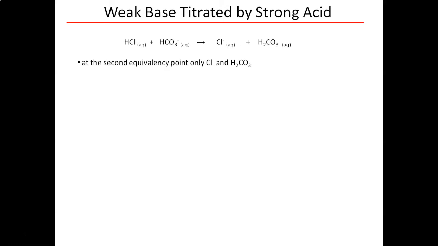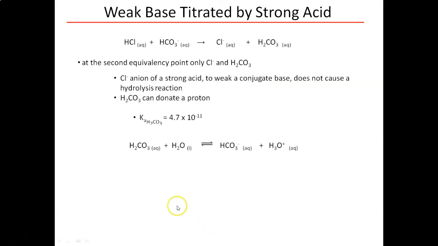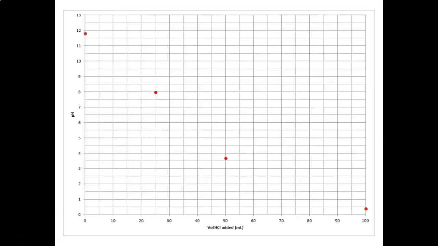Now for our second equivalency, I'm only going to have chloride and carbonic acid. We know that my carbonic acid can cause a hydrolysis reaction that produces hydronium ion. So I can set up my ice table and solve, and I get a pH of 3.7. Okay, so now I have my pH at my second equivalency point.